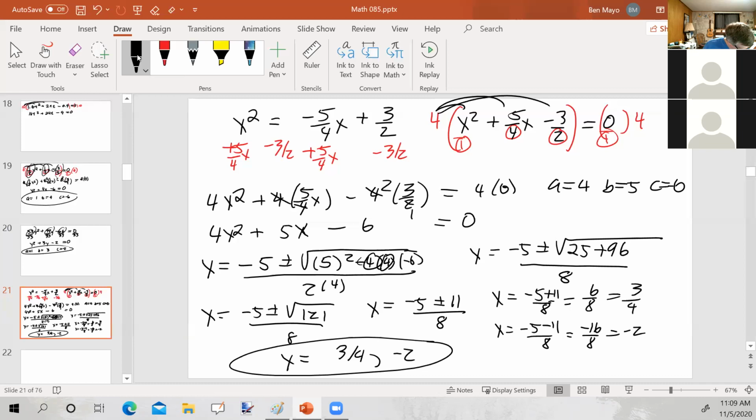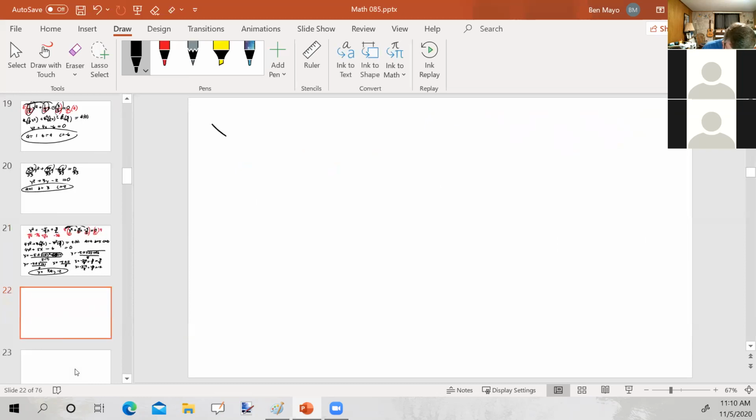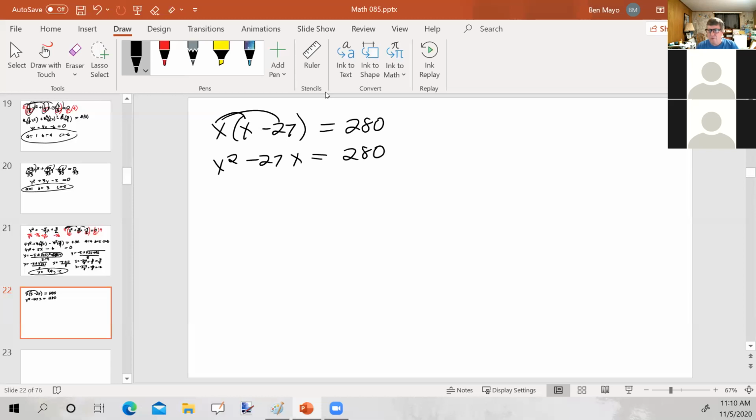let's see here. Let's take this one. We've got x times x minus 27 equals 280. We need to get this in standard form. So on the left side of the equation, we're going to distribute the x. We get x squared minus 27x equals 280.